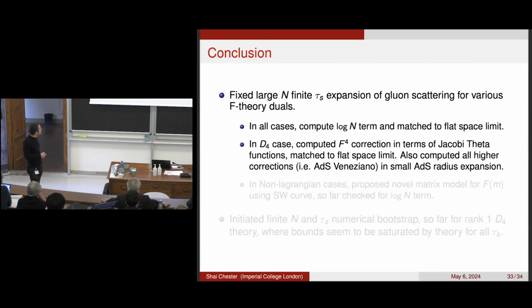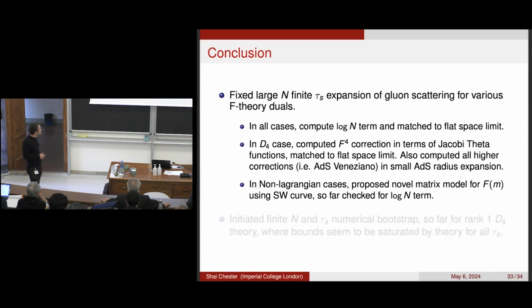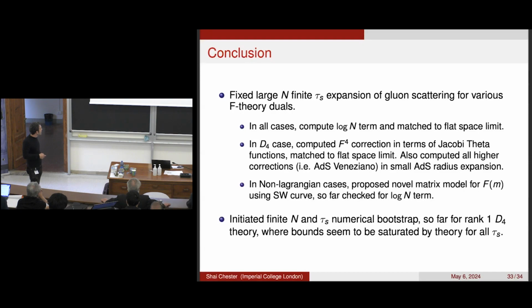And we were also able to compute all higher corrections at genus 0, i.e. the AdS Veneziano. In the non-Lagrangian cases, we proposed a novel matrix model for the free energy using the Seiberg-Witten curve, and we have a consistency check for the log n term. We also initiated the finite n and finite tau numerical bootstrap, so far only for the rank 1 D4 theory, but in the future we hope to do it for these other theories.